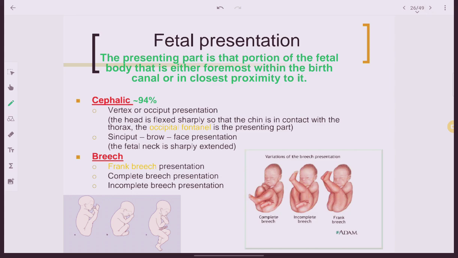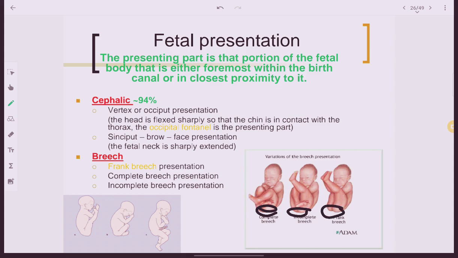Next is presentation. The presenting part is that portion of the fetal body that is either foremost within the birth canal or in closest proximity to it. As you can see in the image, complete breech, incomplete breech, and frank breech. So these are three types of breech presentations. Presentation is basically indicating which area is coming in the birth canal.